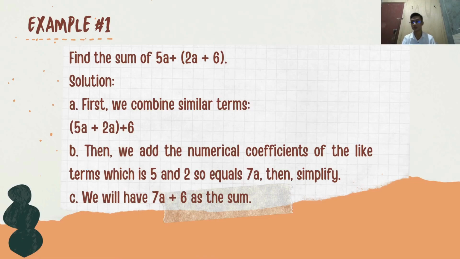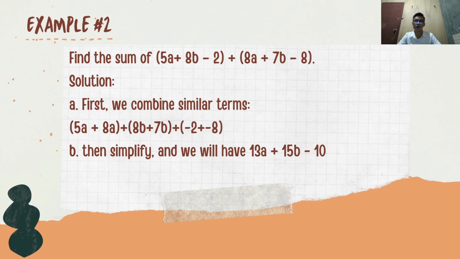So I give you an example here. Example number 1. Find the sum of 5a plus the quantity of 2a plus 6. Here's the solution. First, we are going to combine the similar terms, which is 5a plus 2a, and we bring down the 6. Then, we add the numerical coefficients of the like terms, which is 5 and 2. So, it is equal to 7a. Then we simplify it and we will have 7a plus 6 as the sum. So that's the answer, 7a plus 6 as the sum. Simple as that. I hope you got it.